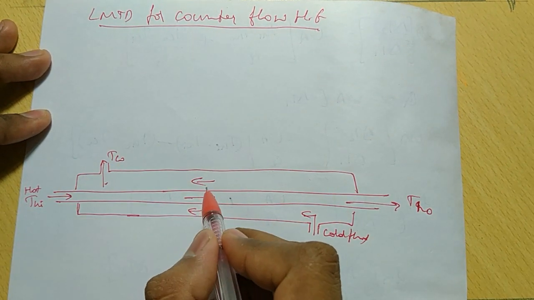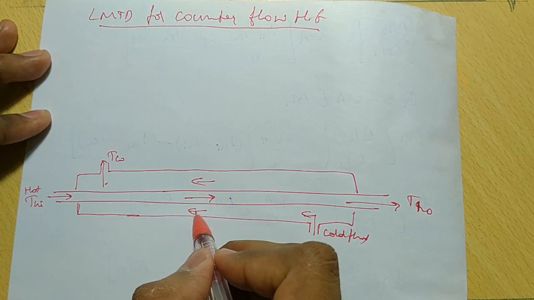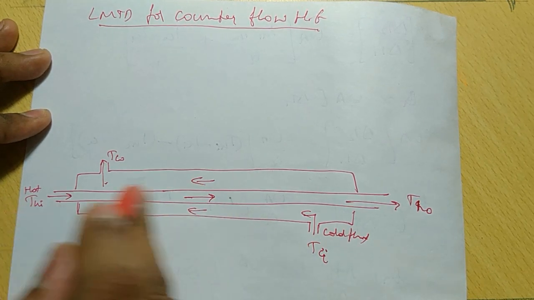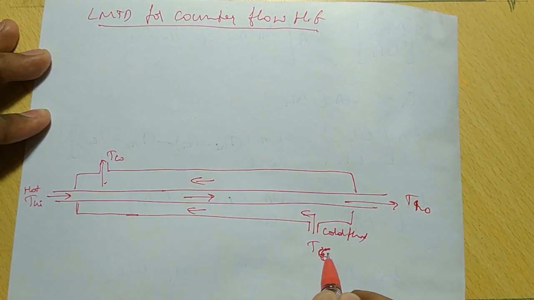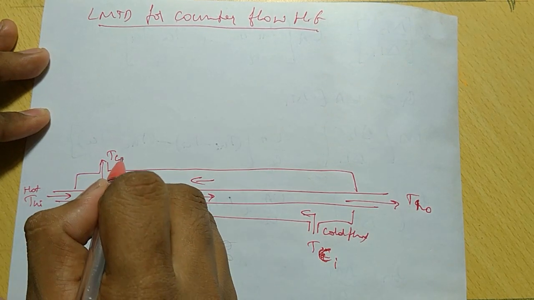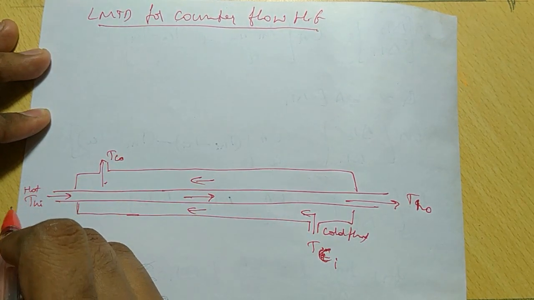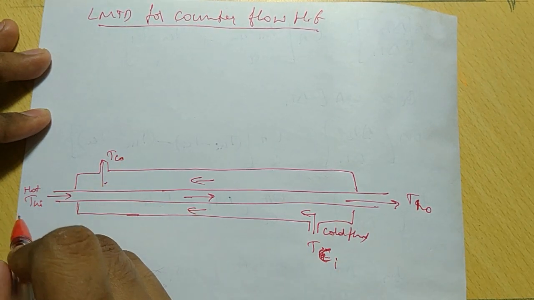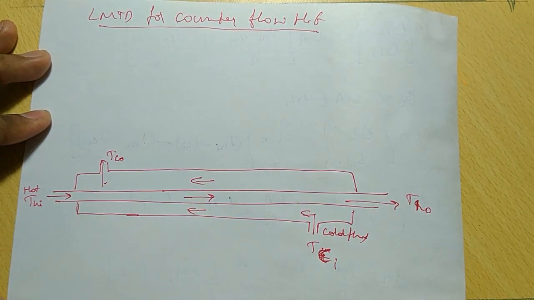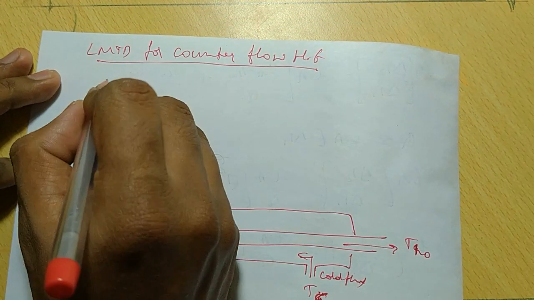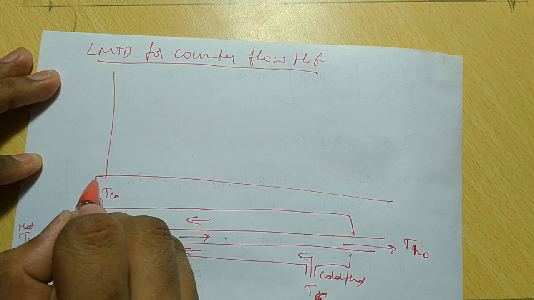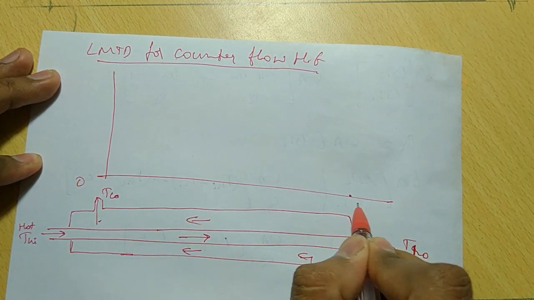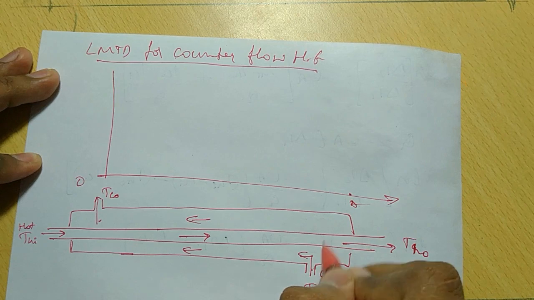Counterflow means both the fluids are moving in opposite directions. If the hot fluid is moving from left to right, the cold fluid is moving from right to left. The inlet cold fluid is called TCI, and the outlet cold fluid is called TC naught. The abbreviations are the same for all the heat exchangers and the other derivations also. Now in the same way, we'll write the temperature along the distance, along the area of the heat exchanger, from 0 up to this point.